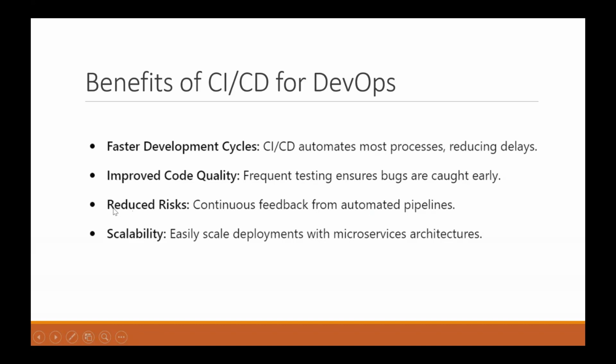This reduces risk as well. You keep getting continuous feedback from automated pipelines, so this will help you reduce the risk and catch any issues before production, so that you don't break your production environment. Okay, using CI/CD pipelines, you can easily scale deployments with microservices architecture, or even any other architecture. So this enables scalability, because it is quick and very easy to change anything, whatever you want inside your application.